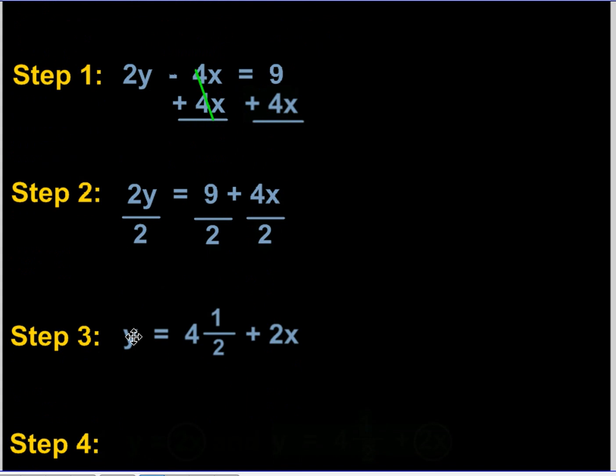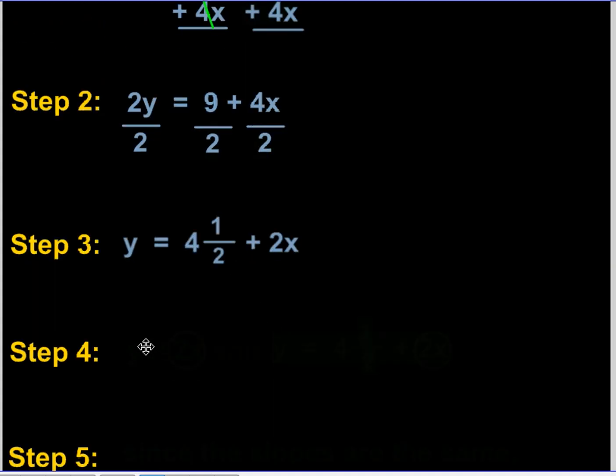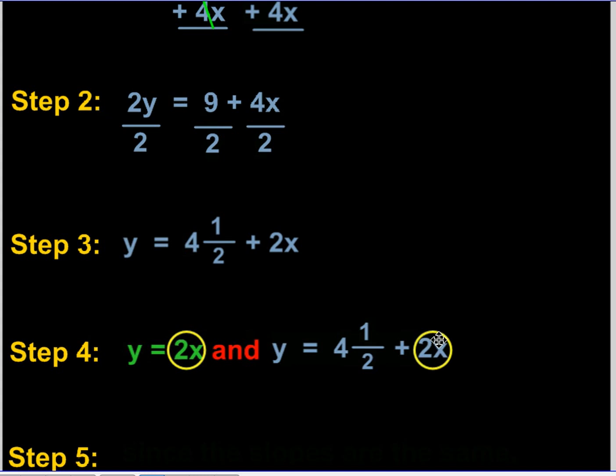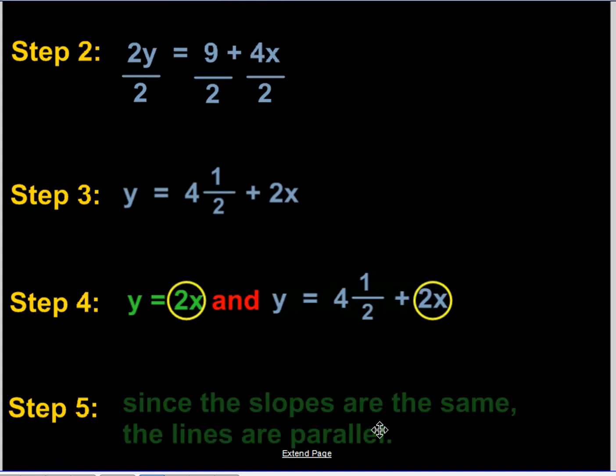So we now have y, just like the equation shows, on one side by itself, and we have the rest of the problem over on this side. So I think we can plug this back into the original equation that we had and check to see. So we have y equals 2x and y equals 4.5 plus 2x. So we're focusing on the slopes, and there is one slope, there is another slope, and they're the same. So that indicates that since the slopes are the same, the lines that would be created by those equations would be parallel.